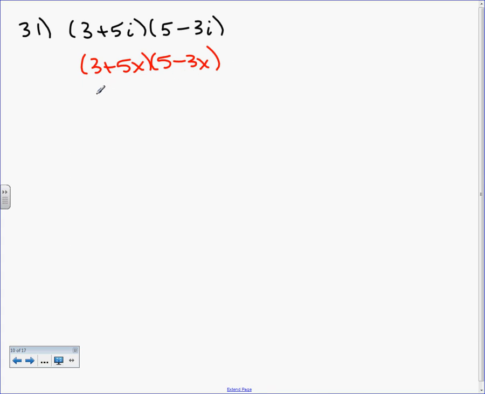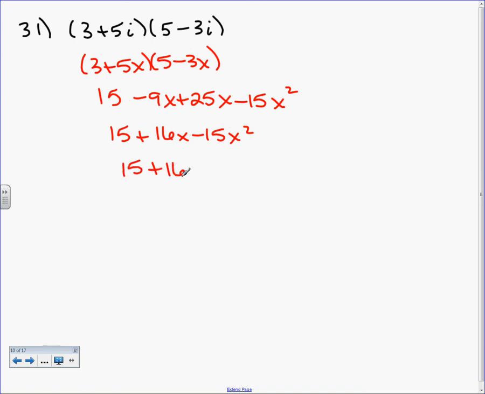So you get what? 15 minus 9x plus 25x minus 15x squared. Right? And then you combine like terms in the middle. So 15 plus 16x minus 15x squared. Is that right? Let's change it back to i's. 15 plus 16i minus 15i squared.